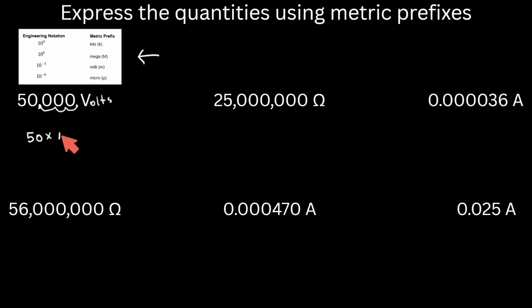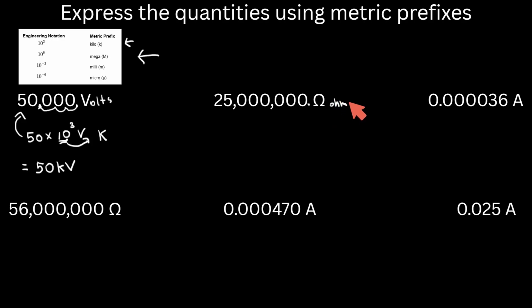50 times 10 to the third, because I moved towards the left only 3 steps. And now something to keep in mind is that we're not changing that number. That number still is 50,000 volts. But now we can write this better because 10 to the third in engineering notation is kilo, and kilo stands for K. So the metric prefix is kilo for this one. So let's write kV. So this is 50 kilovolts. That's easier to write and easier to understand.